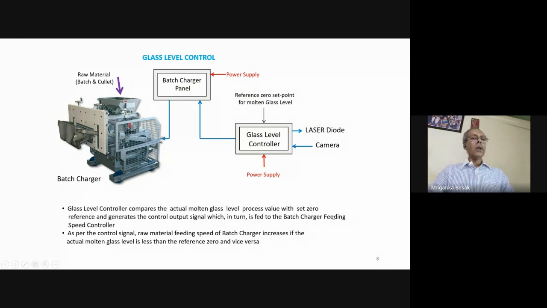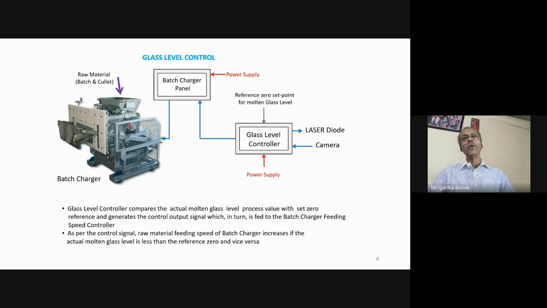Now how the controller functions. There is a glass level controller. I have already said that we have to maintain the level. That 20 is the reference level, right? And I have to maintain plus minus 1 mm with respect to that reference level. So we have to feed the set point as the reference level. Zero is the set point. And the measured value, as we get from the camera, the processed value, is fed as the process value in the controller. And the output, that is the error signal, goes to a batch charger panel.